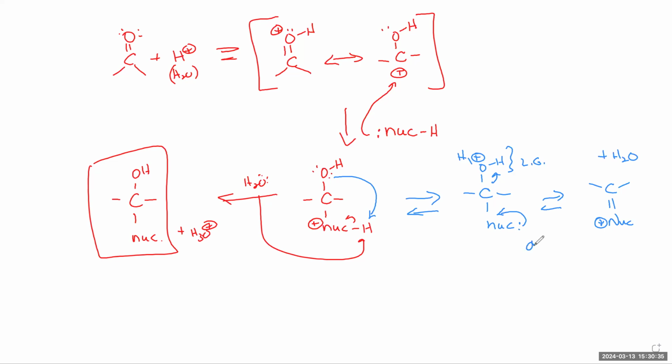When water leaves, that's called dehydration. And lots of times you'll see over an arrow minus H2O. The minus is telling you it's leaving. Right? And so don't think it means you're adding water. It's telling you water is leaving. So we're going to come back and do real examples with real nucleophiles, but that's under acidic conditions.